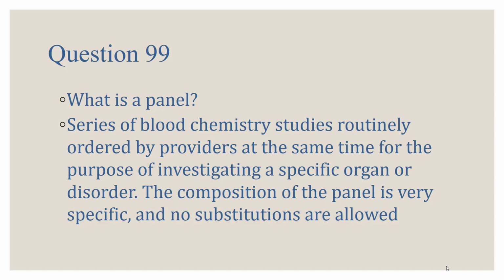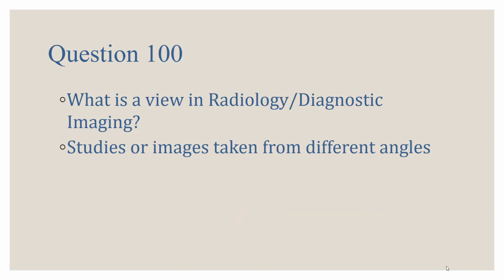Question 99. What is a panel? A panel is a series of blood chemistry studies that are routinely ordered by providers at the same time for the purpose of investigating a specific organ or disorder. The composition of the panel is very specific and no substitutions are allowed. Question 100. What is a view in radiology diagnostic imaging? Views are studies or images taken from different angles.